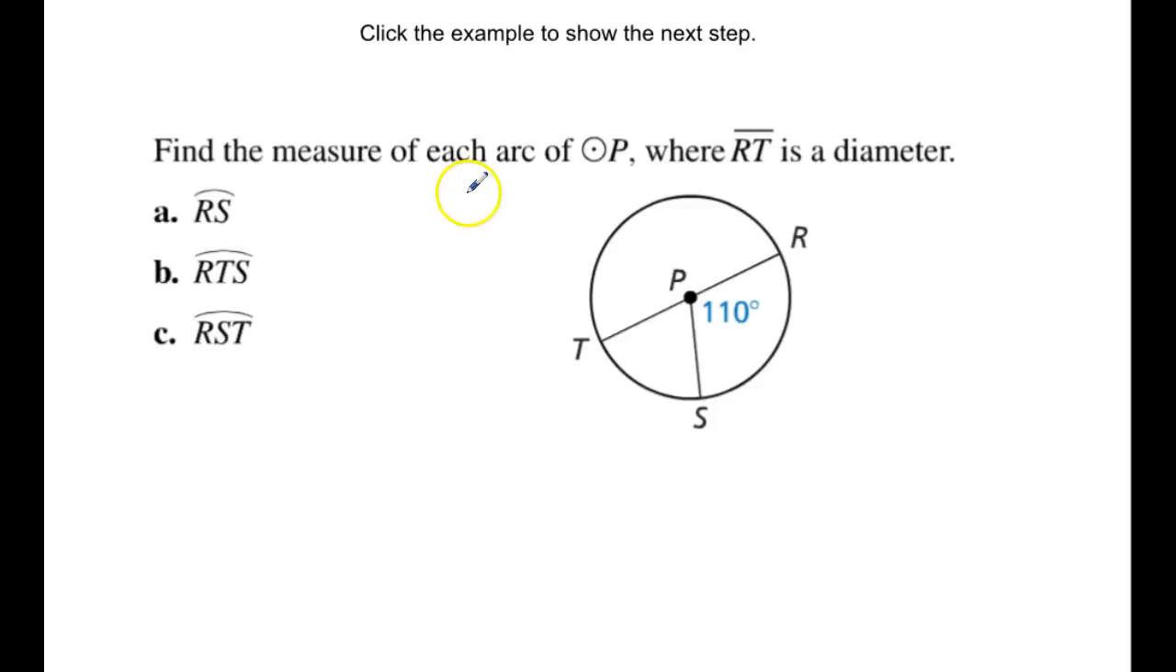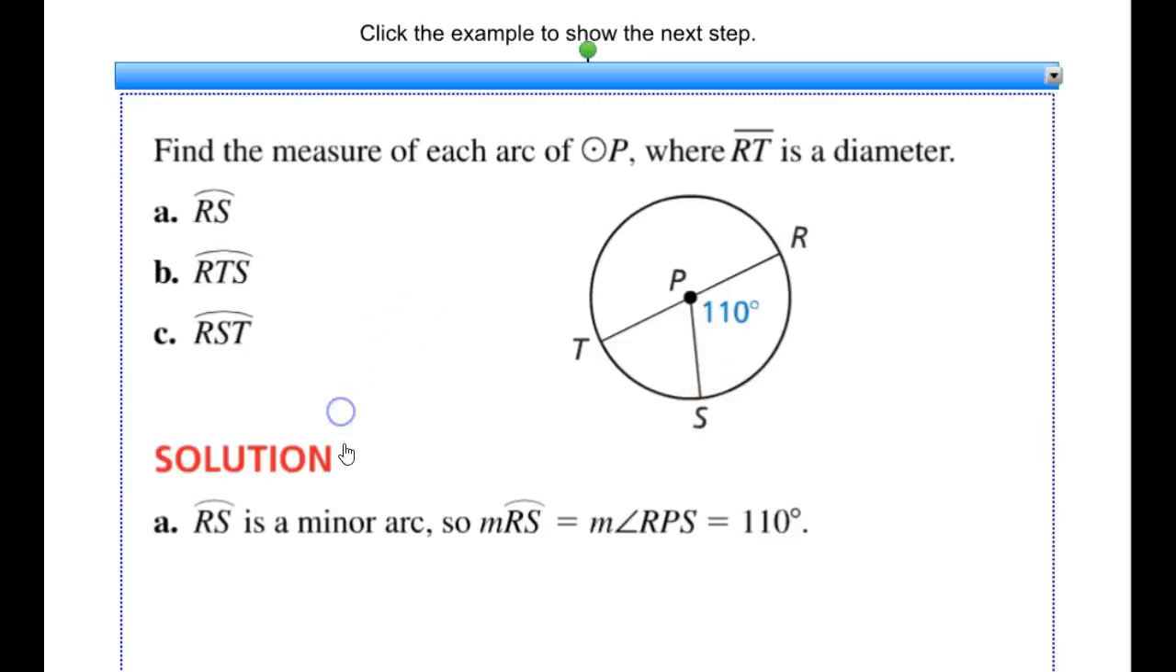Here we're asked to find the measure of each arc of circle P, where RT is a diameter. I'm given some extra information. First I want to find the measure of arc RS. I see that RS is right here from R to S, and its included angle is 110 degrees. I know that's my minor arc, so the measure of that arc is the same as its angle measurement. So it would be 110 degrees.